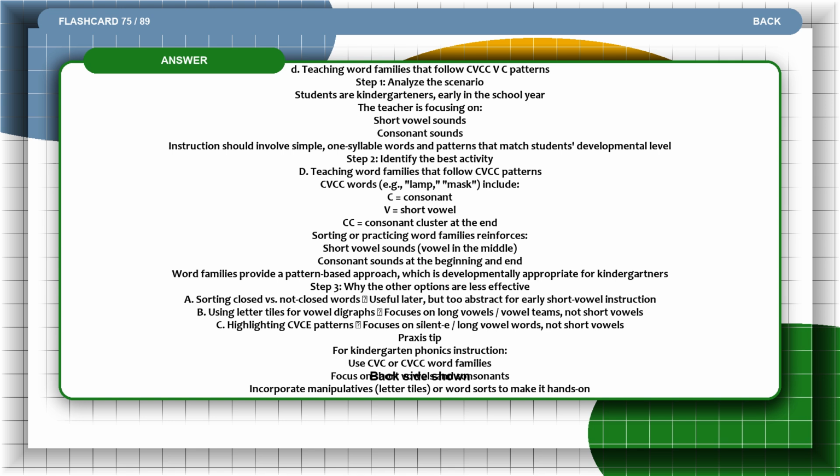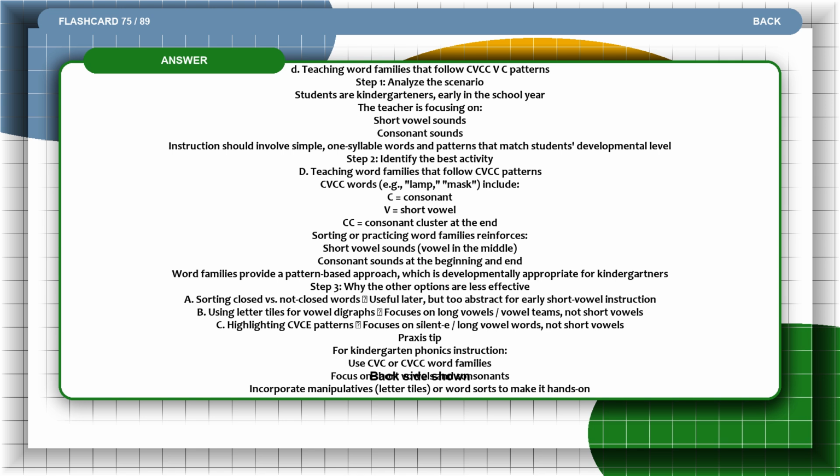Right arrow useful later, but too abstract for early short vowel instruction. B. Using letter tiles for vowel digraphs. Right arrow focuses on long vowels / vowel teams, not short vowels. C. Highlighting CVCE patterns. Right arrow focuses on silent E / long vowel words, not short vowels.